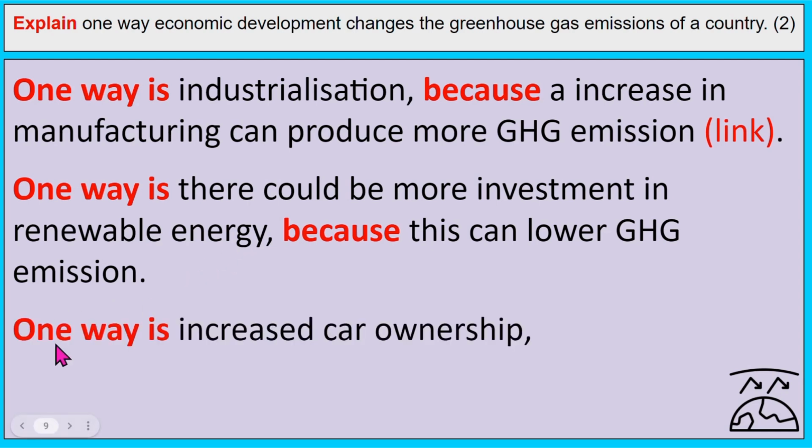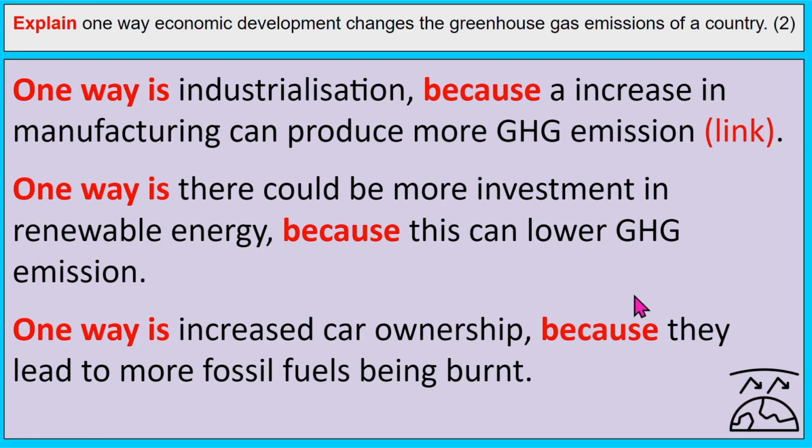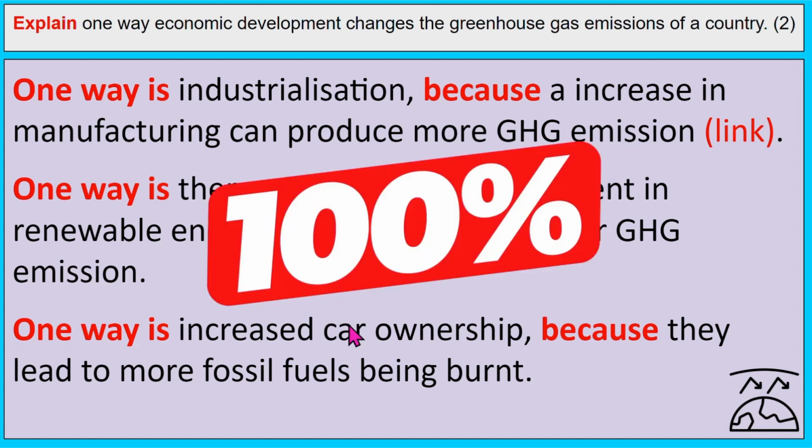The next way I did, 1 way is increase car ownership. So get that mark there, because they lead to more fossil fuels being burned. Again, so light, so quick to do, and I feel like fossil fuels being burned is going to get me the 2nd mark, and then increase car ownership, as you saw on the mark scheme, definitely is going to get you a mark. These are 3 examples. Each one I think would get 2 out of 2. So I hope that's useful.